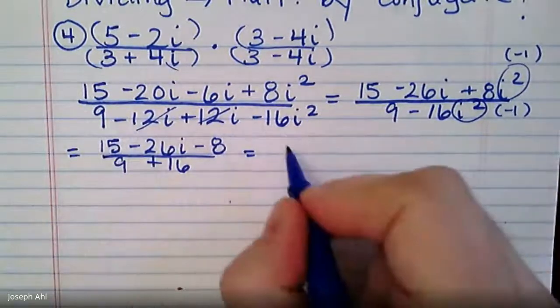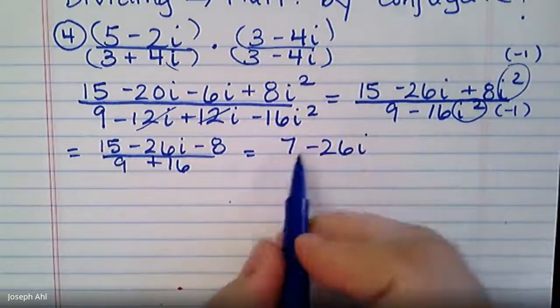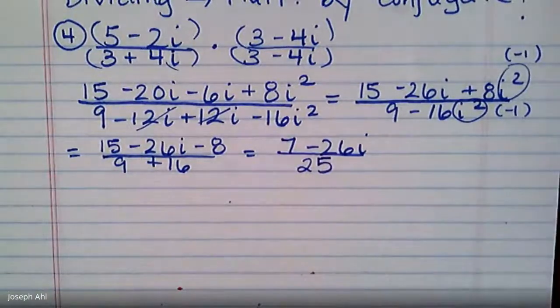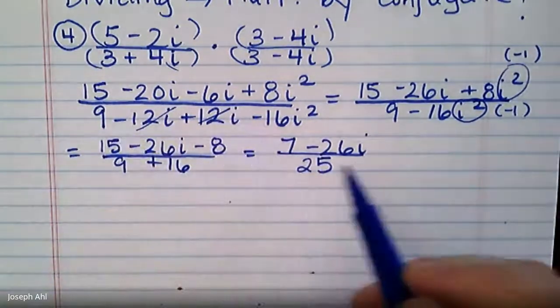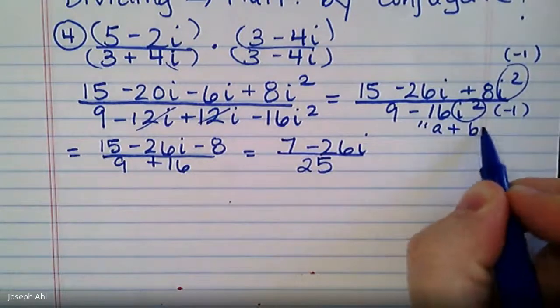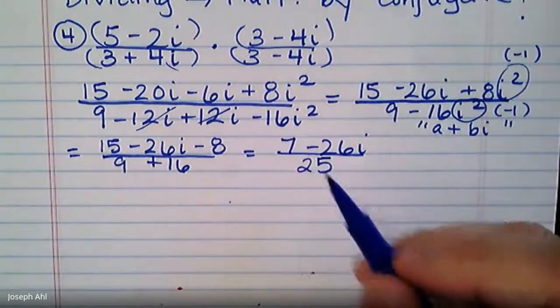15 minus 8 is going to give you a 7 there. 9 plus 16 in the denominator is 25. And we're pretty much done. We've simplified as much as we can. We've combined all the like terms. But remember, our whole goal is to get this into that A plus Bi form. And it doesn't exactly look like that yet in its current state.